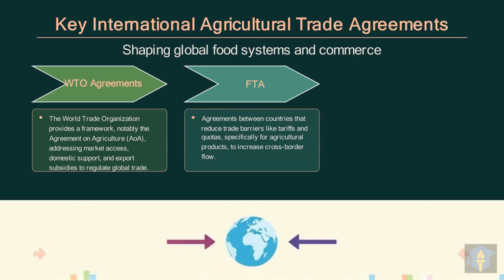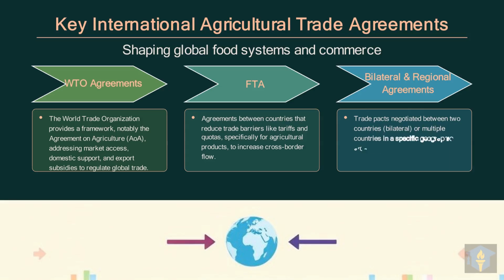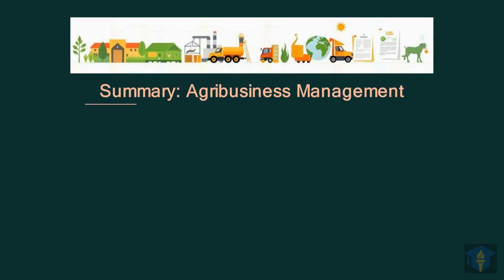FTAs reduce trade barriers like tariffs and quotas for agricultural products to increase cross-border flow and trade. Finally, we have bilateral and regional agreements. These are trade pacts negotiated between two countries or multiple countries in a specific geographic area to define agricultural trade rules. Let's summarize what we've learned about agribusiness management in this comprehensive overview.